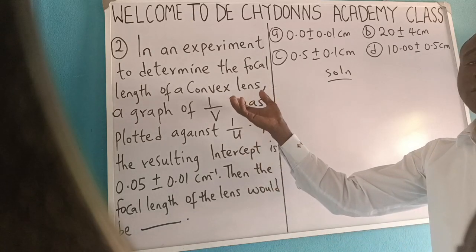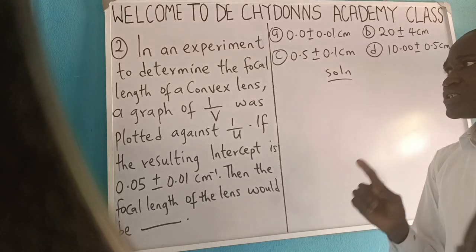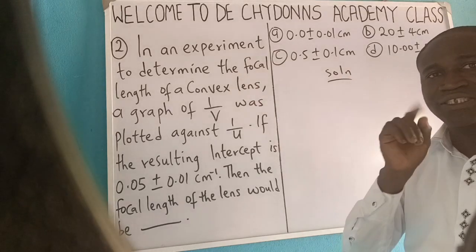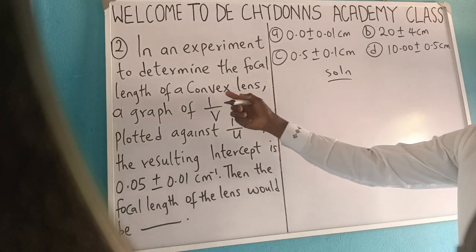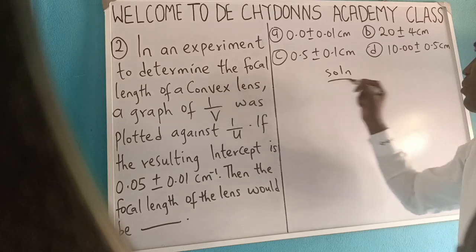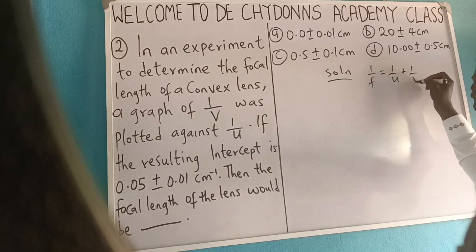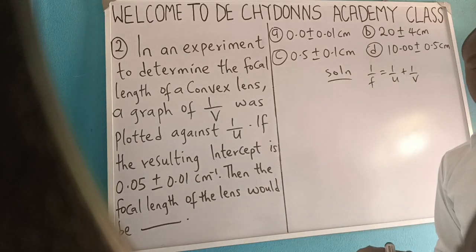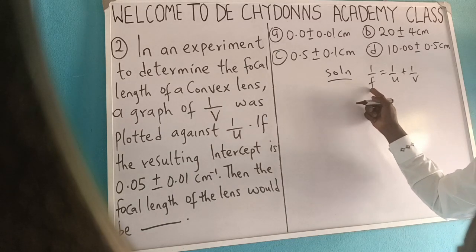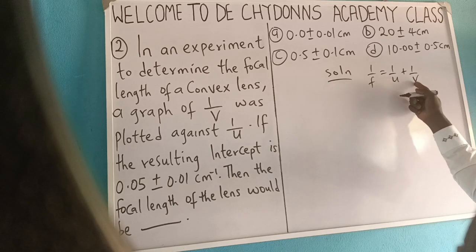This is from an experiment on convex lens. So, first of all, ask yourself, what do I know about convex lens? You will prove with me that since we are talking about a convex lens experiment, this formula still remains intact. Recall this formula: 1 over f equals 1 over u plus 1 over v, where f is focal length, u is object distance, v is image distance, right?